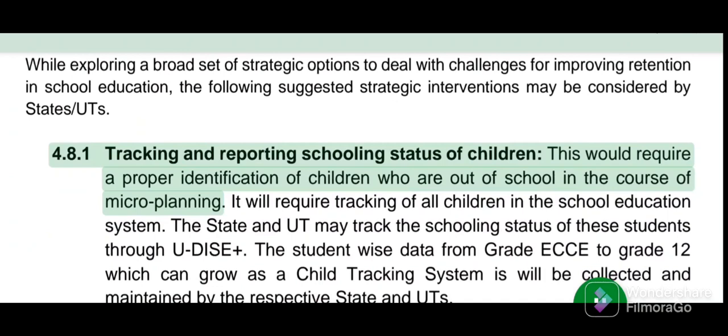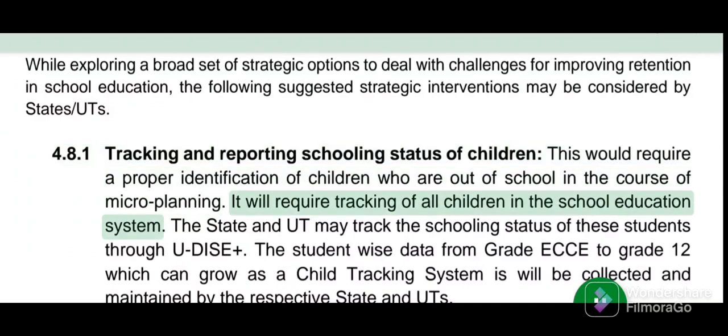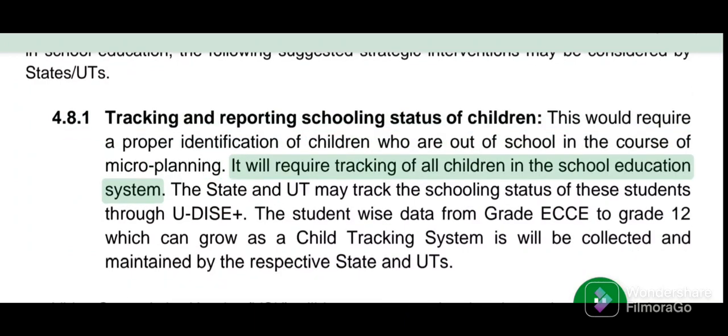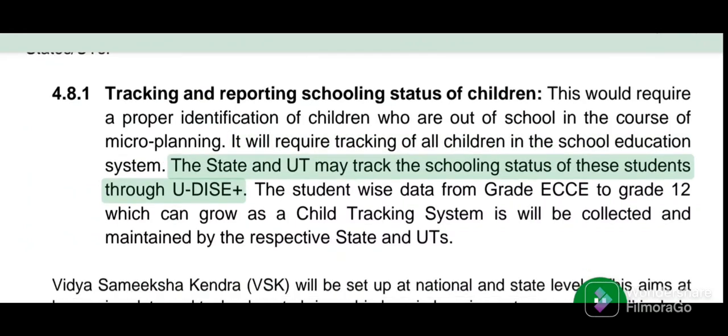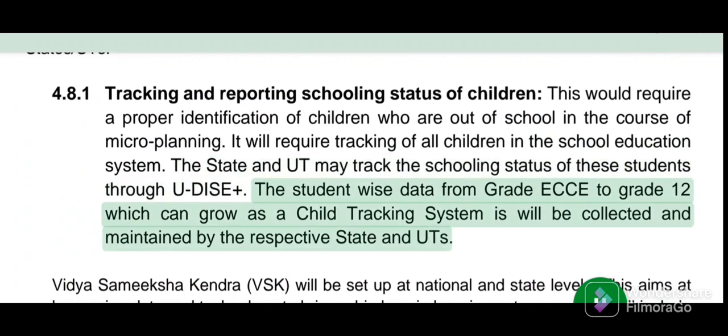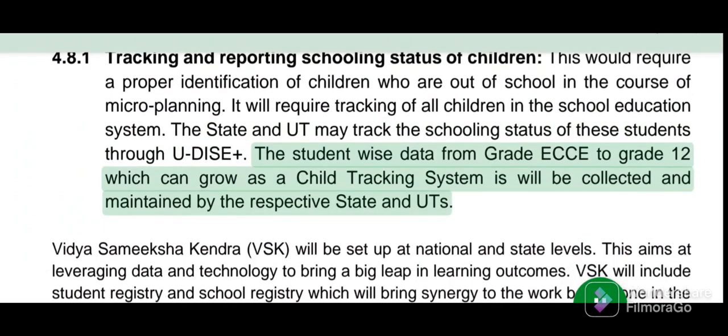4.8.1 Tracking and reporting schooling status of children. This would require a proper identification of children who are out of school in the course of micro-planning. It will require tracking of all children in the school education system. The state and UT may track the schooling status of these students through UDISE+. The student-wise data from grade KG to grade 12, which can grow as a child tracking system, will be collected and maintained by the respective state and UTs.